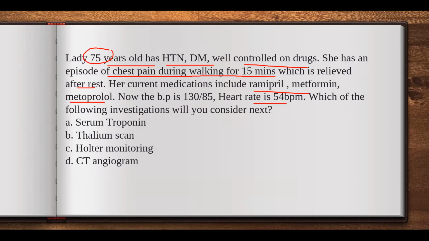A 75-year-old having chest pain during walking, so exertional chest pain for 15 minutes, which is relieved after rest. So you want to do a troponin, thallium scan, Holter, CT angiogram. Troponin, guys, nothing else. Troponin should be done in this patient because she is 75, hypertensive, diabetic, and has chest pain lasting more than 10 minutes. Even though at the moment the patient is totally fine, we should always rule out MI or any form of ischemic heart disease.